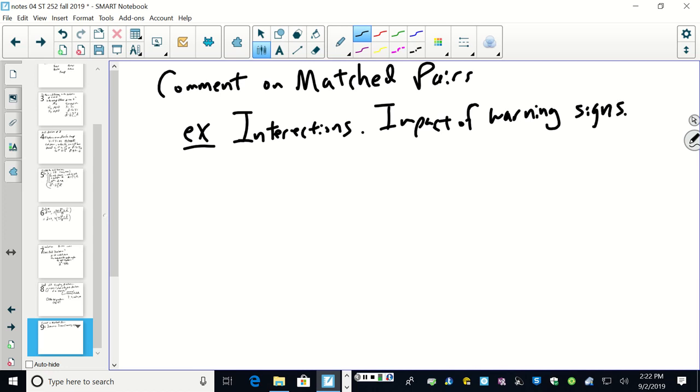So a warning sign might be put up, say a new one saying there's an intersection, or caution pedestrians, or high traffic area, or a flashing light, just different ways of doing that, something new to do that, right? So how would a matched pairs study be set up for this?